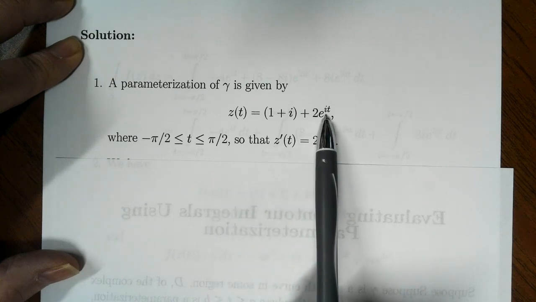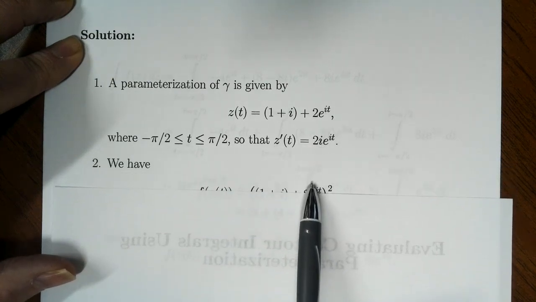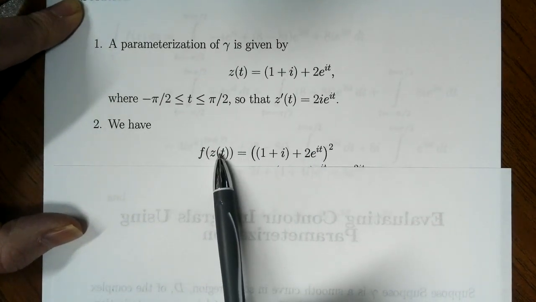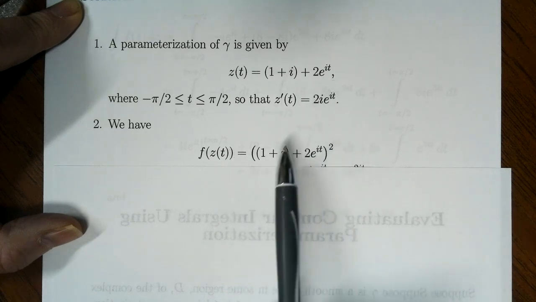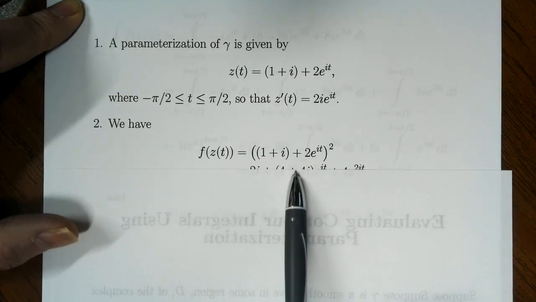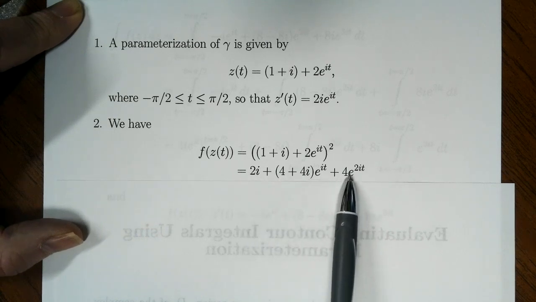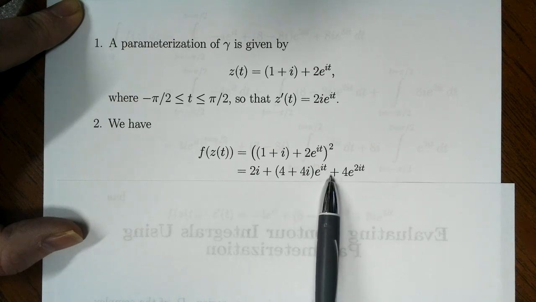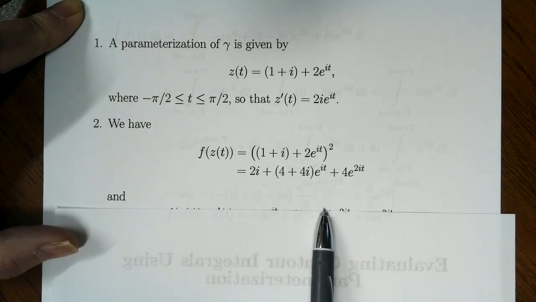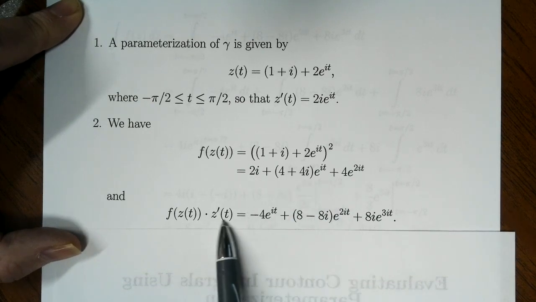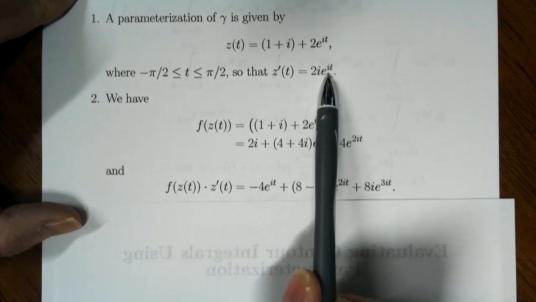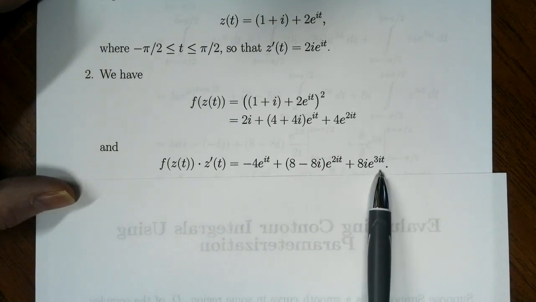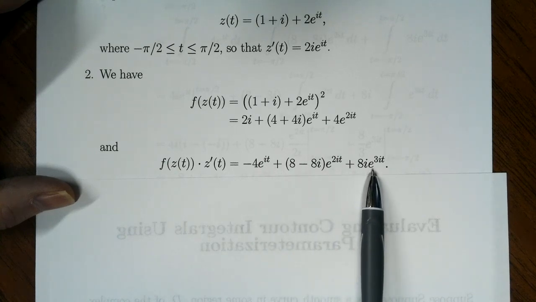The derivative of z is 2i e to the it. Now we need to take our z of t and substitute it into f, which was z squared. So here's my 1 plus i plus 2 e to the it. I'm going to expand that and simplify, and this is what I get. You may want to pause the video for just a moment to check that this is indeed the case. We're going to take our f of z of t and multiply it by our z prime of t. Doing so, I get this expression right here. Again, you might want to pause the video just to verify that this is the case.